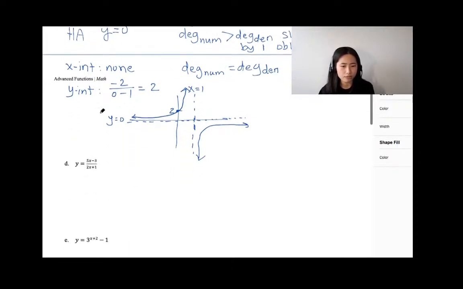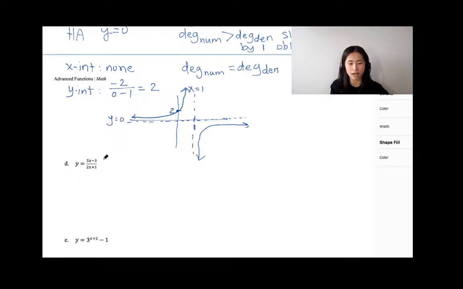Well, if you look at 5x minus 3 and 2x plus 1, the degree of your numerator would be 1, right? Because if you're looking at your x, the highest power is 1. And then in your denominator, the highest power is 1 as well, because it's x to the power of 1. Does that make sense?